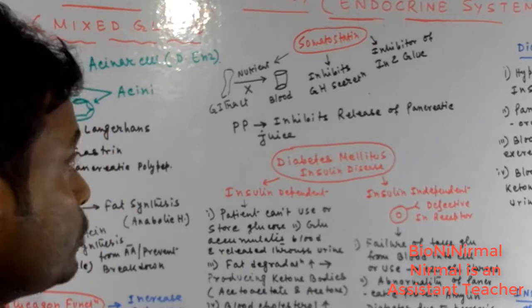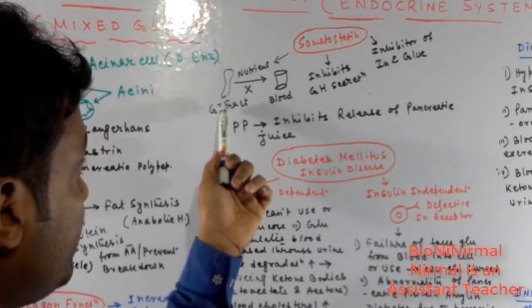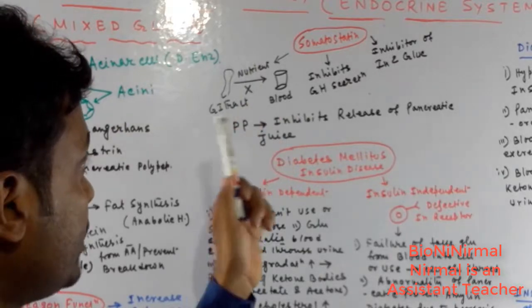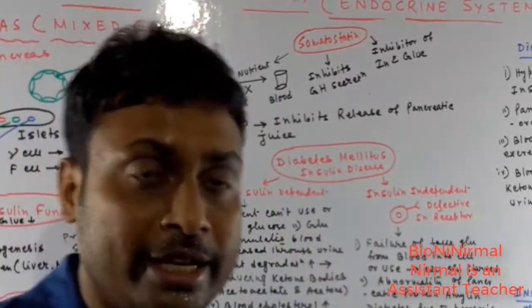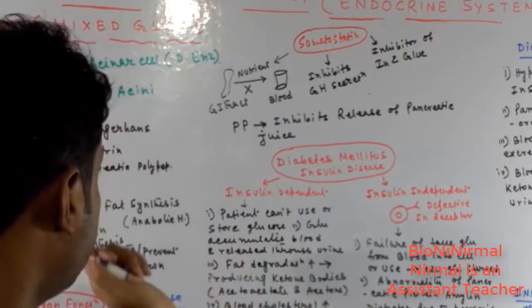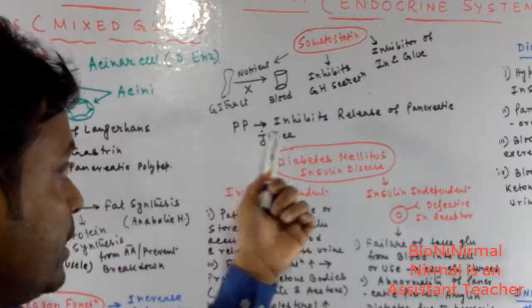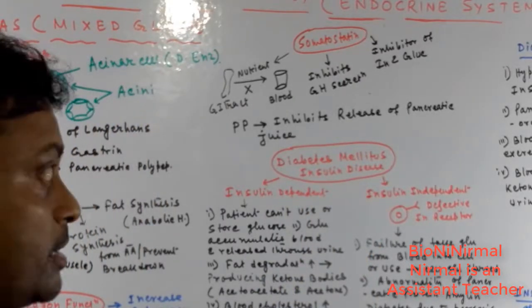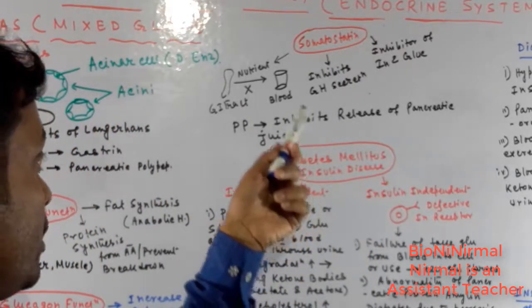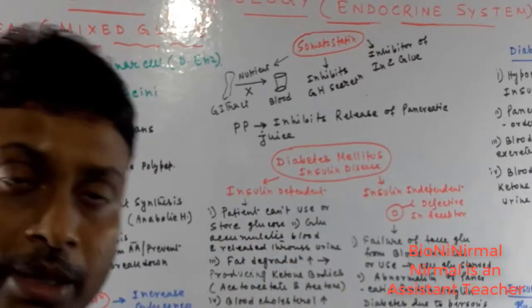Another important function of somatostatin is that it prevents the absorption of nutrients from the GI tract into the blood. So these are the main functions of somatostatin. And pancreatic polypeptide, which is secreted from the PP cell, inhibits the release of pancreatic juice from the pancreas. So these are the main functions of the five hormones secreted from the pancreas.